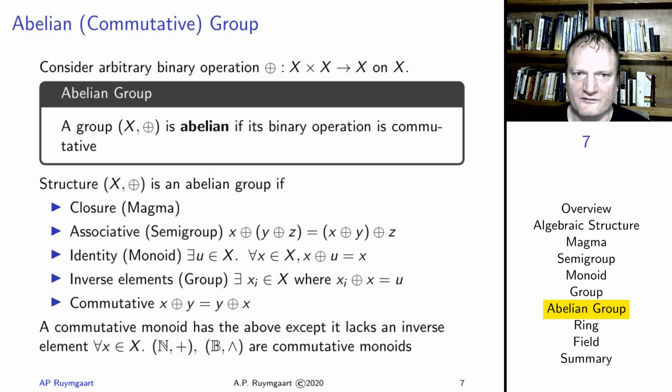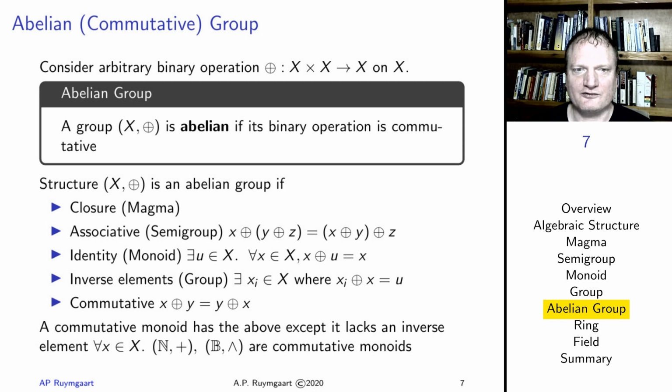First, closure, inherited from the magma properties. Then its operation O plus must be associative, which is inherited from the semigroup. We must have the identity element, which is inherited from the monoid requirement. Then we must have inverse elements, which were required by the group properties. And now we have that the operation must be commutative. That means that x O plus y must equal y O plus x for all elements x, y in X.